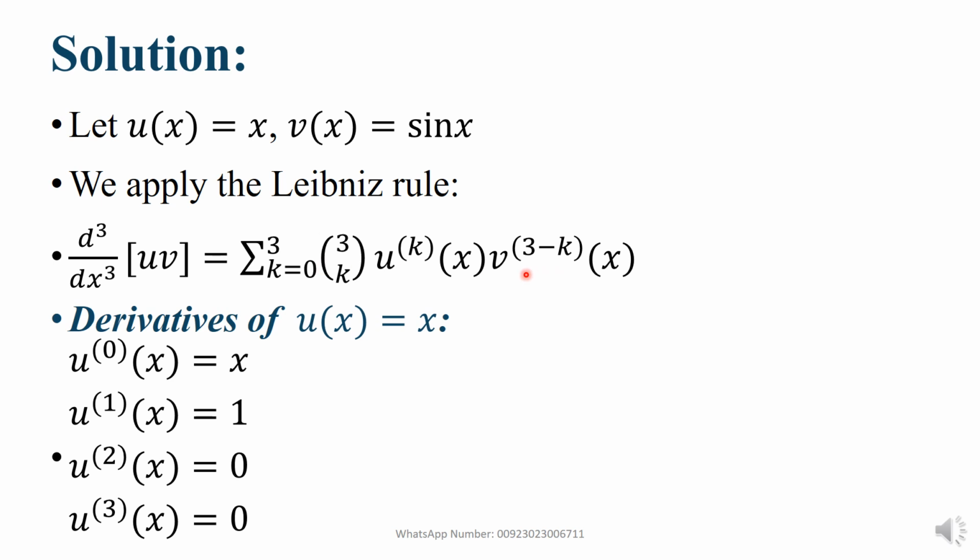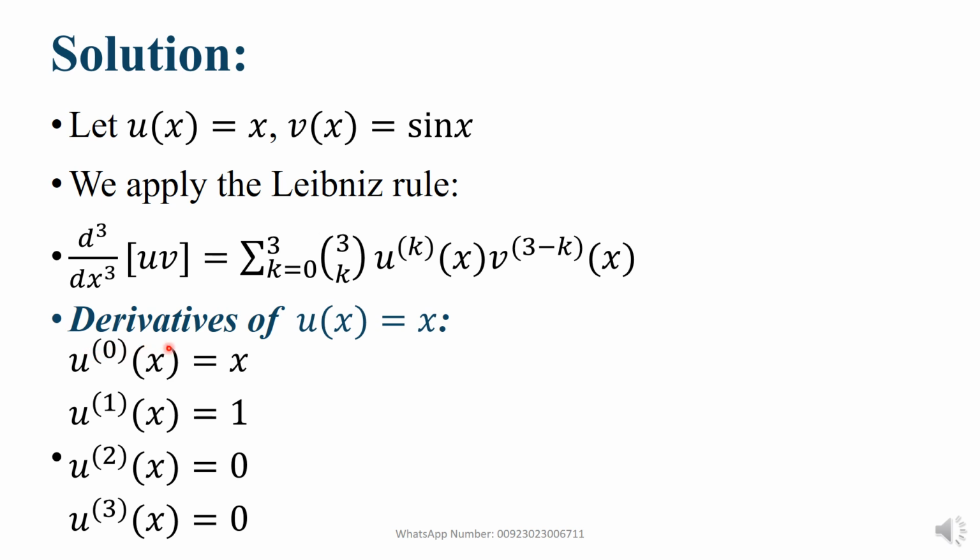If we continue the steps, 3 minus 0, 3 minus 1, 3 minus 2, 3 minus 3 can continue. According to these steps, k equal to 0. It means we start with the value 0 on both sides, then 1, 2 and 3. These are all the steps if we use the Leibniz rule.